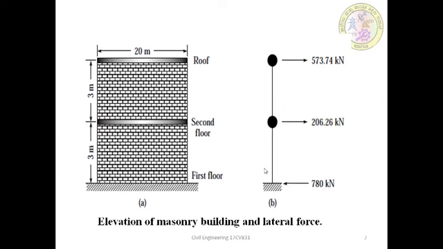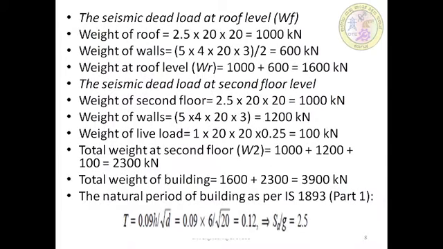So here in this calculation we can see the seismic dead load at the roof level first. Next, the weight of the roof is calculated with 2.5 as the weight, acting on a 20 meter by 20 meter plan, so that's why the weight of the roof is 1000 kilonewton.